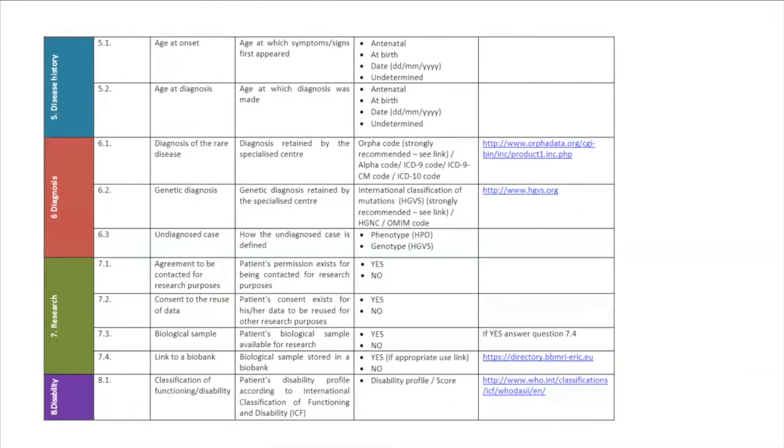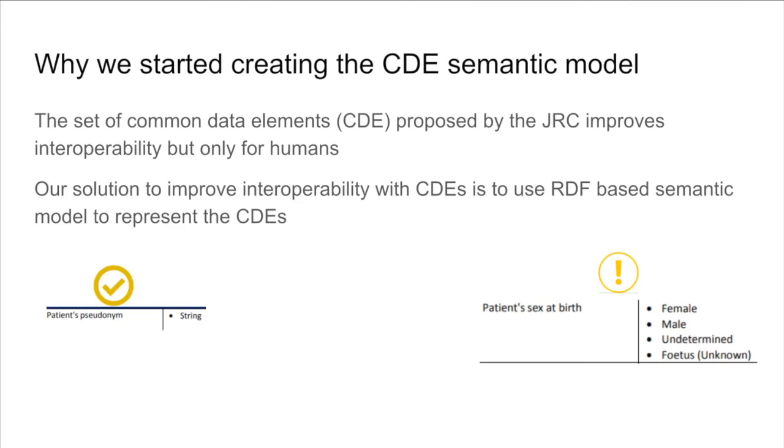And the rest of the common data elements. The JRC people did a really good job identifying these common data elements, and in some cases even assigning primitive types to them. But this is not enough. Why? Next slide, please, Mark. The common data elements proposed by the JRC people improve interoperability for some elements. Take the patient pseudonym ID: they even recommend what kind of primitive type should be used for the submissions. They say it's a string.